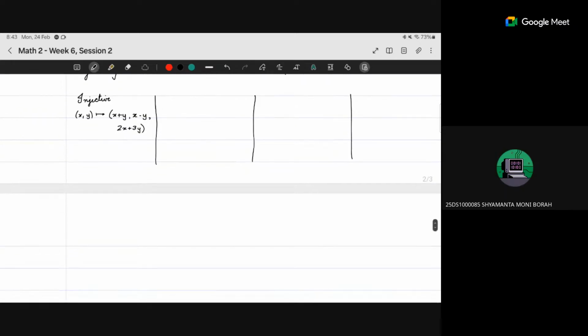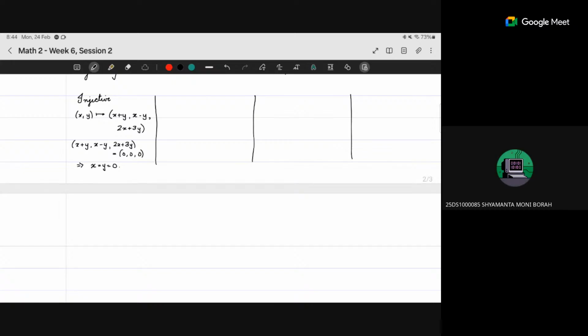Exactly. So if I have x plus y, x minus y, 2x plus 3y equal to 0, 0, 0, in particular you should have x plus y equal to 0 and x minus y equal to 0. And when does that happen? It is only if x is equal to y is equal to 0. So the only pre-image of the 0 vector in the codomain is the 0 vector in the domain.